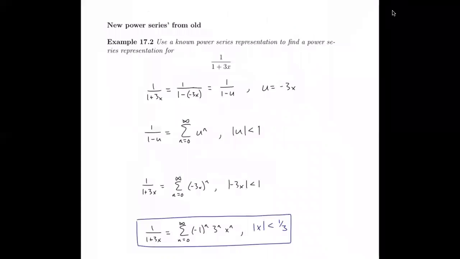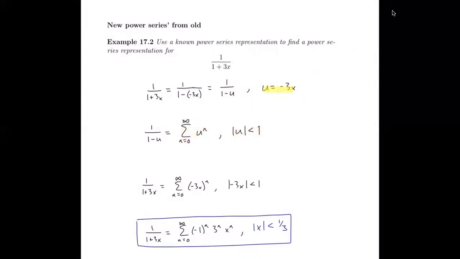We've got 1 over 1 plus 3x, and our aim is to make it look like 1 over 1 minus u. Well, this is pretty straightforward. The plus sign just becomes minus a negative, and we group that negative inside parentheses. So we've got 1 over 1 minus negative 3x. Negative 3x now plays the role of u, and we could rewrite this as 1 over 1 minus u. Well, we know that its power series converges when the absolute value of u is less than 1.